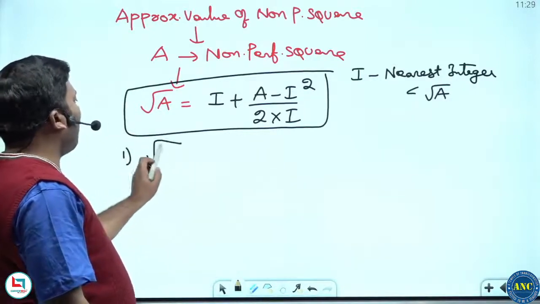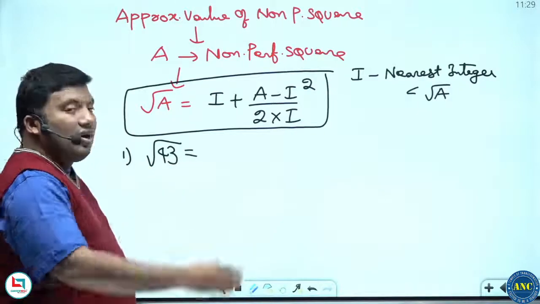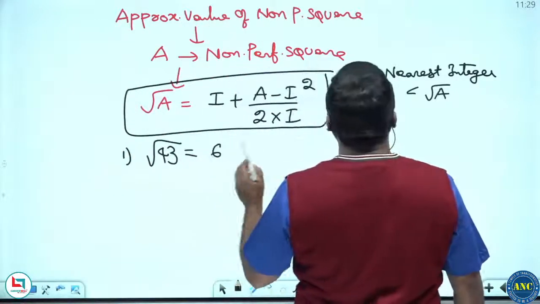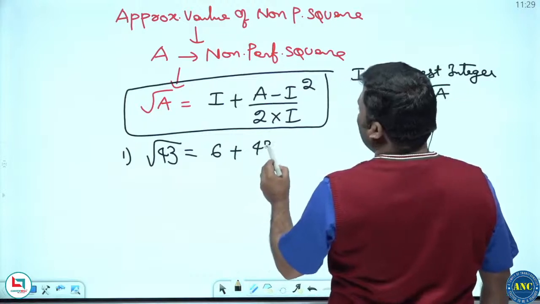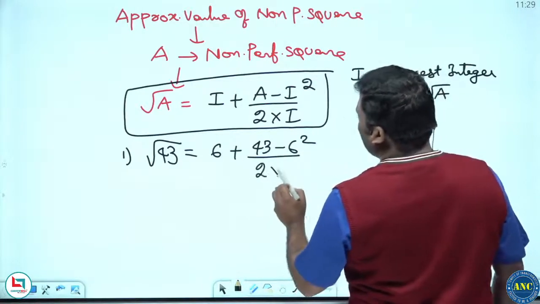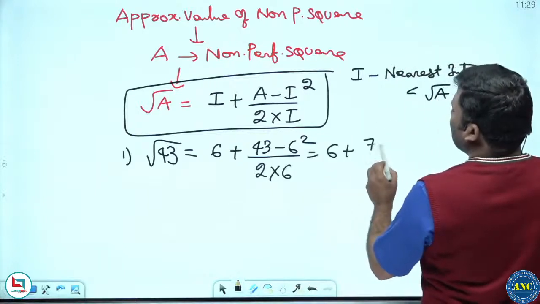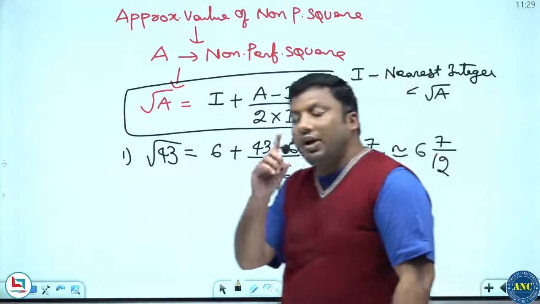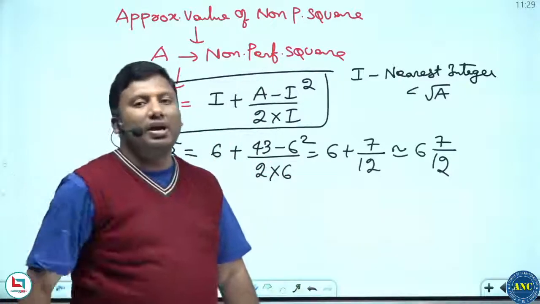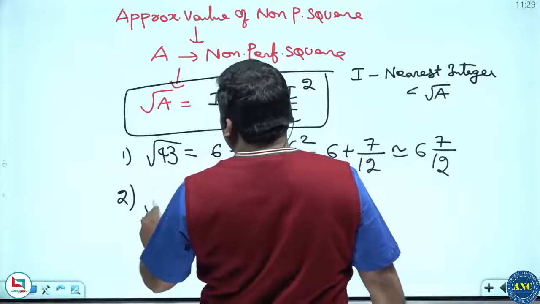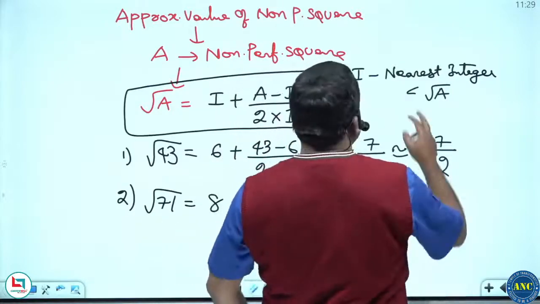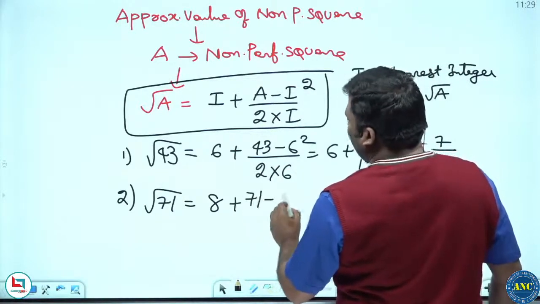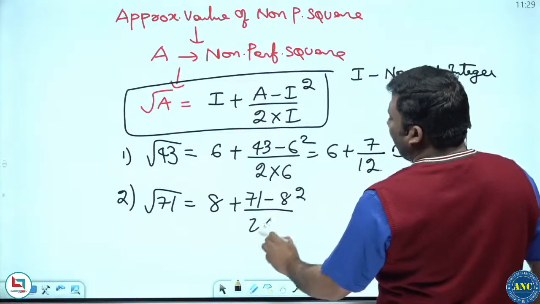For example, root of 43. What is the nearest integer just less than root 43? Root 36 is less than root 43. So it is 6 plus (43 minus 6 square) divided by 2 into 6, which is 6 plus 7 by 12. The approximate answer is 6, 7 by 12. Not a single video on any YouTube channel all over the world will give you this proof. Second one, for example, root of 71. What is the nearest integer just less than root 71? Root 64, so 8 plus (71 minus 8 square) divided by 2 into 8.